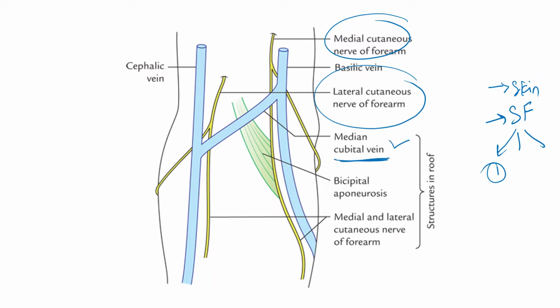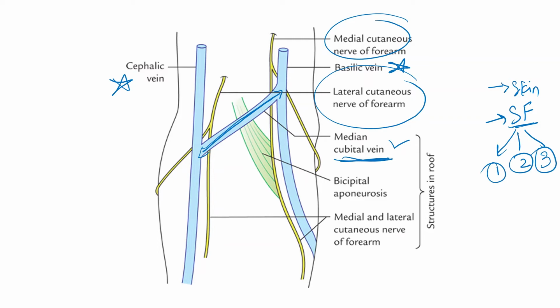the median cubital vein. So these are the three structures which make up the part of the superficial fascia in the cubital fossa. I repeat, the superficial fascia in the cubital fossa contains the medial cutaneous nerve of forearm, the lateral cutaneous nerve of forearm and the median cubital vein. This median cubital vein is a communicating vein between the cephalic vein and the basilic vein. It acts as an oblique vein connecting these two veins. So all these structures make up the part of the superficial fascia.